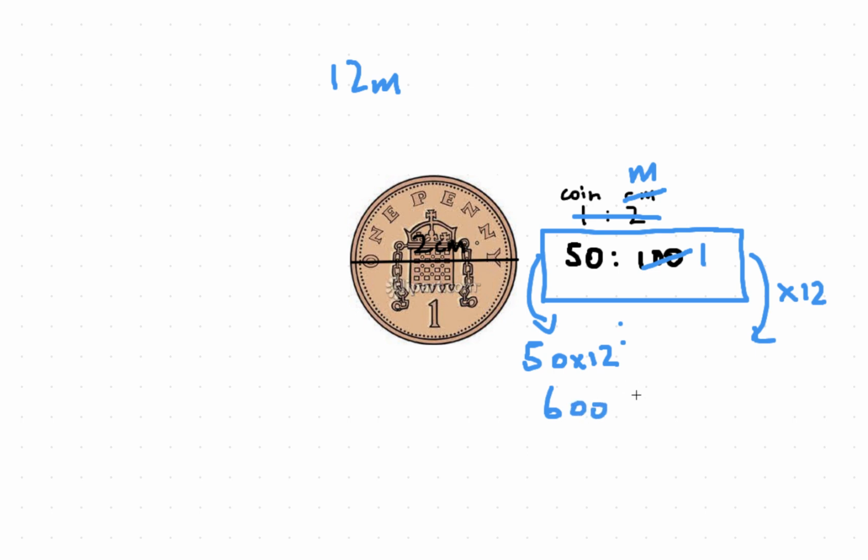I'm not going to really teach you how to do that here, that's just long multiplication. Or most people can probably do 50 times 12 in their head. Okay, so we're saying that 600 coins is 12 metres, and this is your final answer to the question. The children need 600 coins to go 12 metres across the playground.